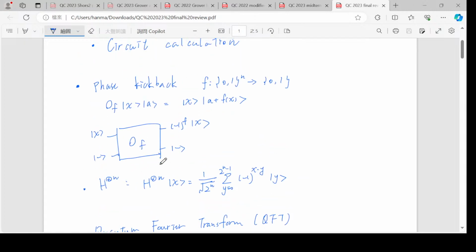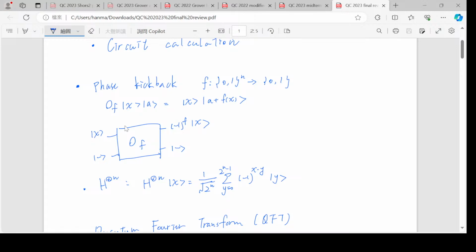And remember, this oracle will encode this small f. Small f can be many different things, but a lot of the time we think about small f as a Boolean function. It maps some small bit string to a 1 bit output.